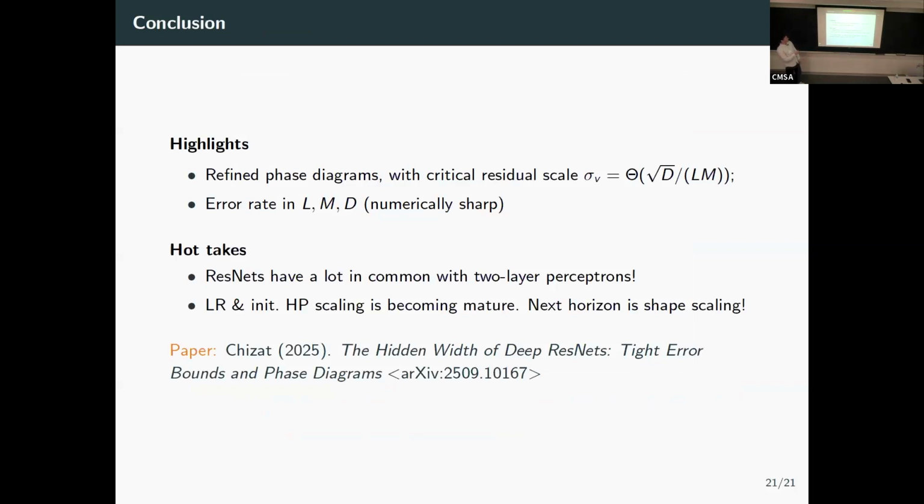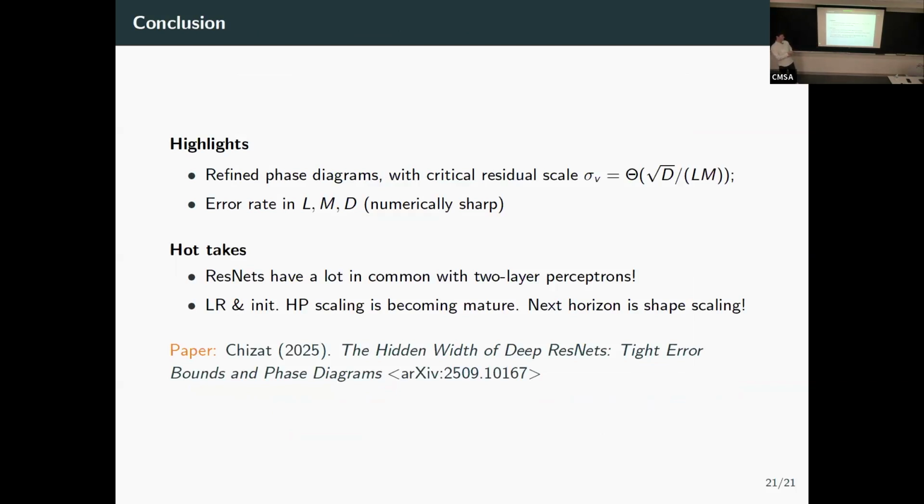I will conclude quickly. The main things I've discussed today are these phase diagrams and the error rate in LM and D for ResNets. And the general messages which I can pass: first, I was very surprised at first to see that there are a lot of similarities between large, very deep ResNets and two-layer perceptrons when you compare their phase diagrams and their error bounds. So it's worth studying in depth the two-layer models, which a lot of us have done in the past. So I think it was good news somehow.